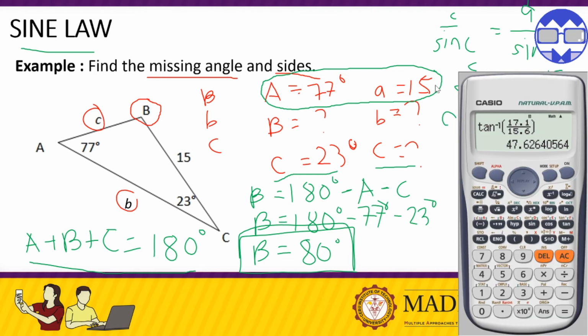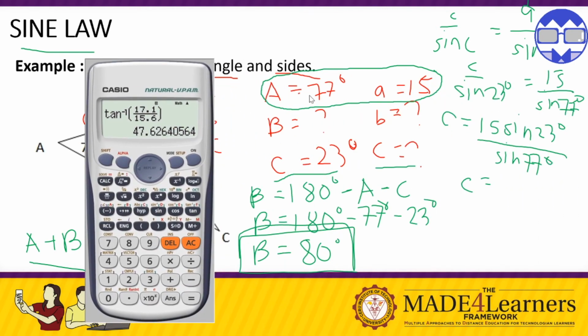It's here, so transfer. Okay, so let's try to answer that. Use our calculator. So using our calculator, it's in degree mode D. So 15 shift sine of 23 degrees over sine of 77 degrees. So this should be in the calculator. Then click equal sign. So you will see it's 6.01.